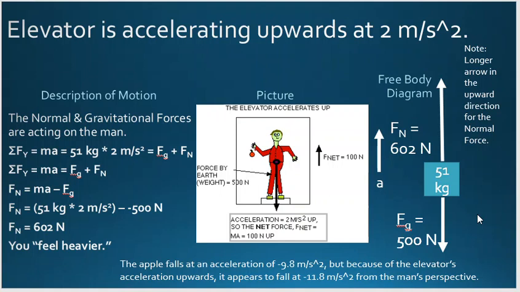So if we drop the apple, it's going to accelerate at negative 9.8 meters per second squared, but because the elevator is accelerating upwards, it appears, not falls, but appears to fall at negative 11.8 meters per second squared from the man's perspective. But gravity doesn't change, so it continues falling due to gravity at negative 9.8 meters per second squared.